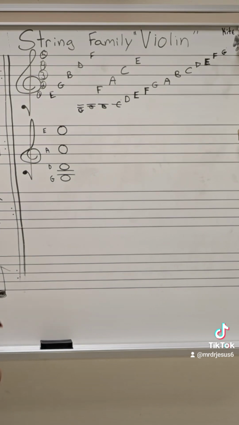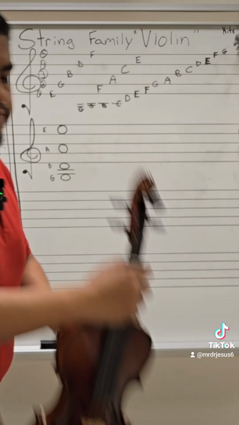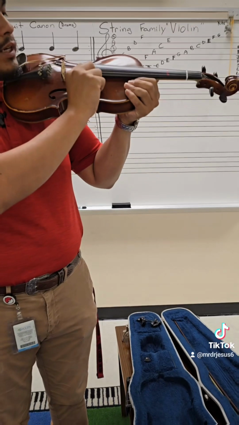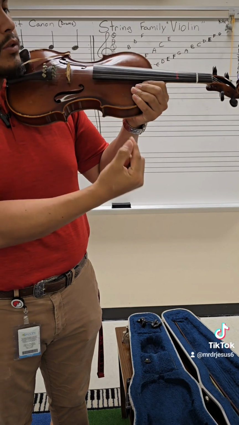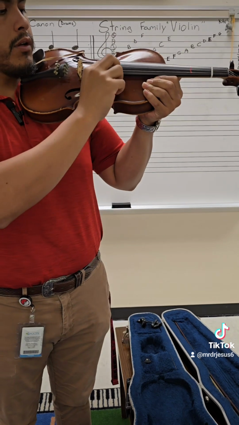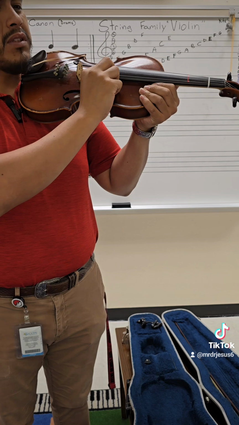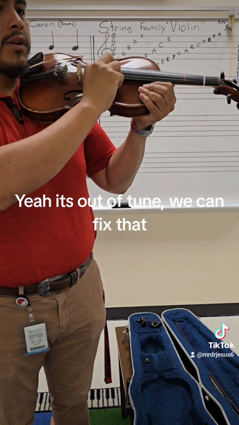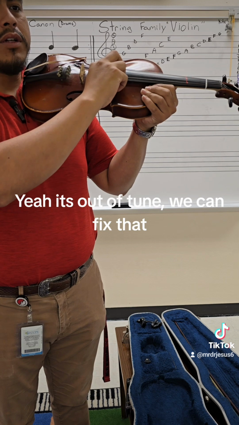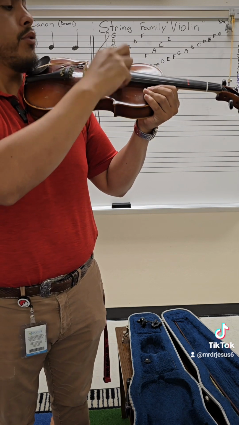Okay. All right, let's move on to the violin. That's the E string, the one that's farthest away from your body. That's out of tune, but that would be the next string over. And then the lowest string was up here on the top or the back.